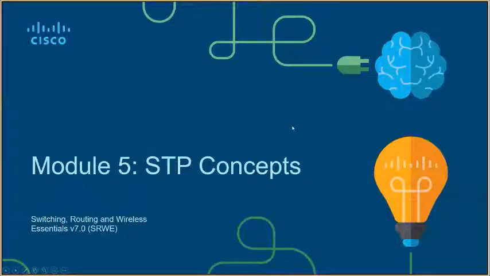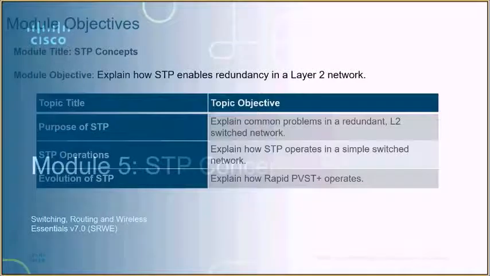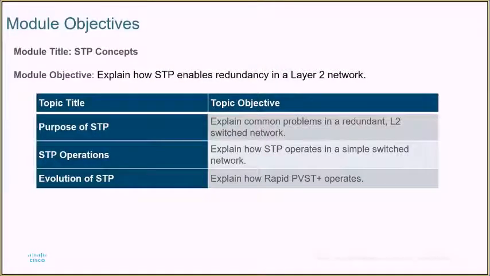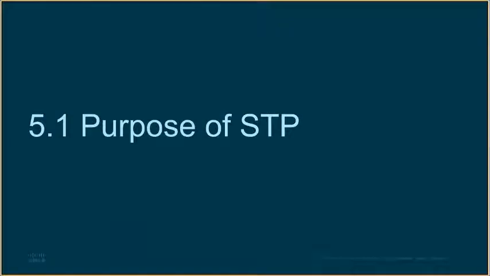Okay, hi. So we're doing Module 5 of Switching, Routing and Wireless Essentials, which of course is Spanning Tree Protocol Concepts. So we're going to look at how STP enables redundancy in a Layer 2 network. And so we'll look at some common problems in redundant Layer 2 switch networks. We'll look at how Spanning Tree Protocol operates, and we'll look at the evolution of STP. So there's been newer versions since, and some modifications by different vendors.